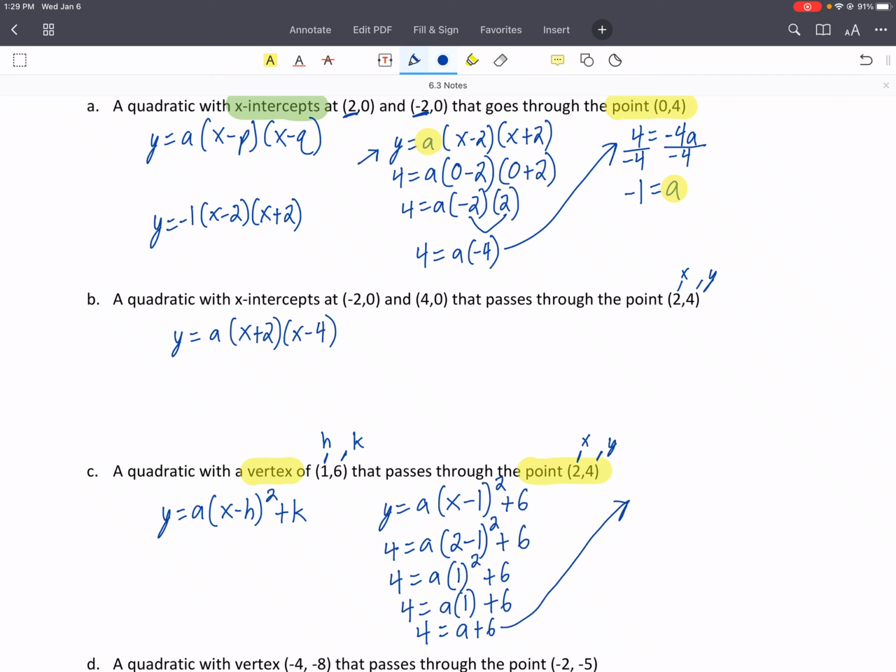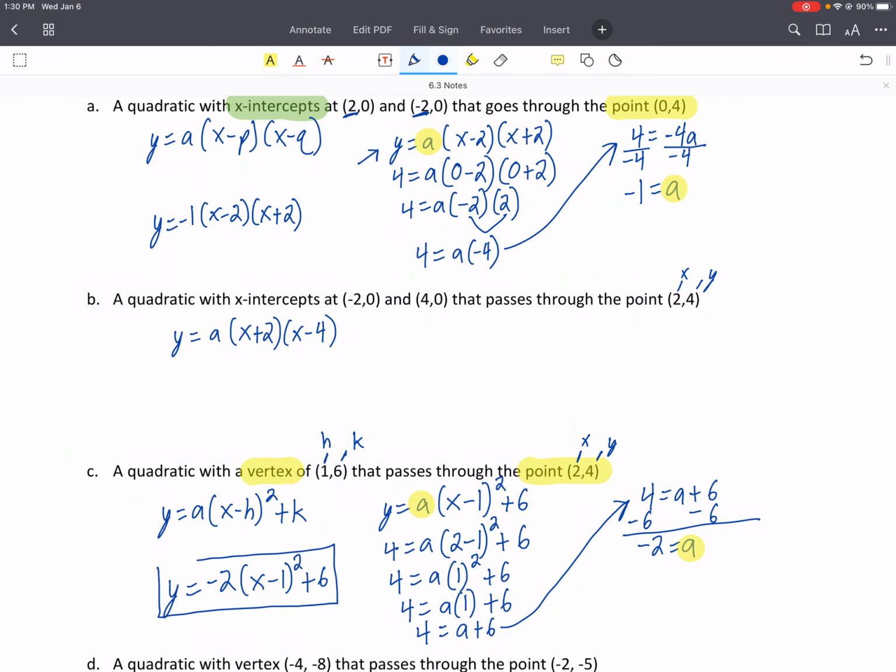I'm going to bring that over to the top right there. So we'd have 4 is equal to a plus 6. Now we want to move that 6, so we subtract it from both sides. 4 minus 6 is negative 2 is equal to our a. So we got our a. Plug it into our original equation, so we get y is equal to negative 2 times x minus 1 squared plus 6. That would be our answer.